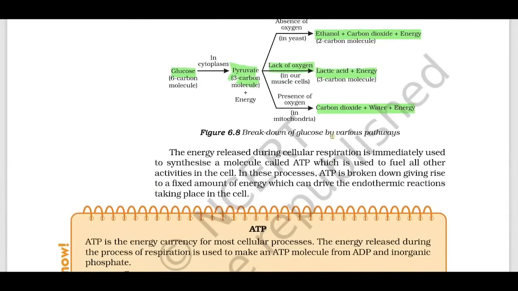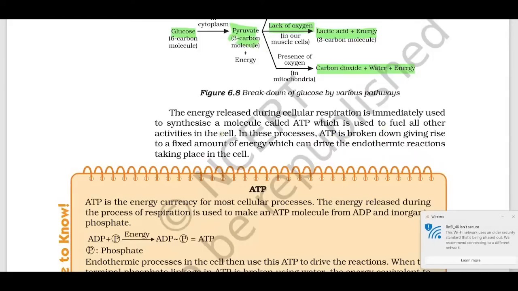The energy released during cellular respiration is immediately used to synthesize a molecule called ATP, which is used to fuel all the activities in the cell. In this process, ATP is broken down, giving rise to a fixed amount of energy. So the energy currency in our body is ATP. This ATP molecule gives energy for the endothermic reactions that take place in the cell.